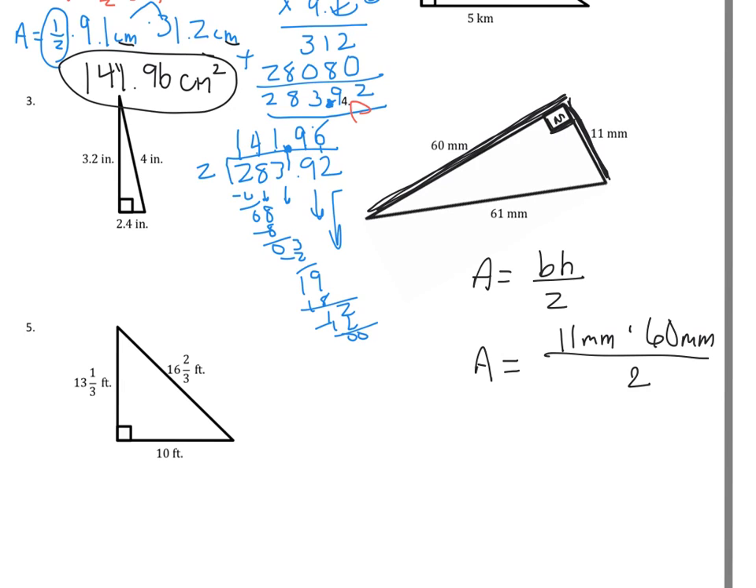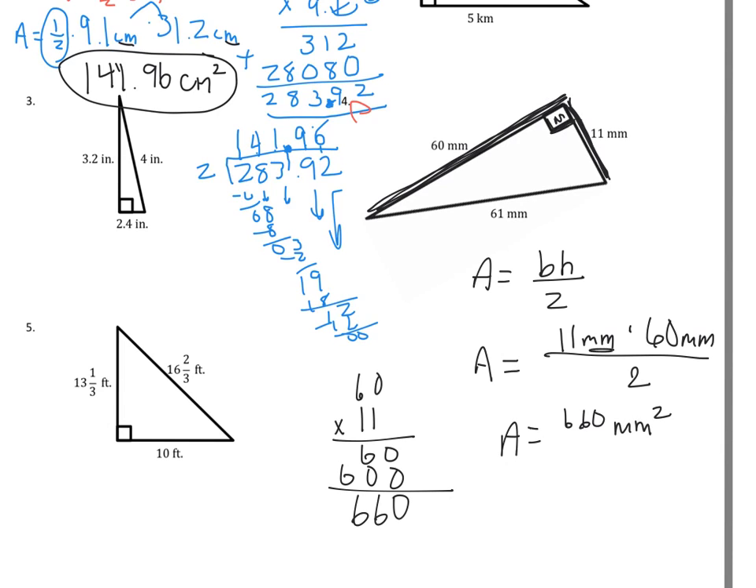So now I got to multiply 11 and 60. And I'll get 660. And it's not just 660, it's 660 millimeters squared because I did millimeters times millimeters. And it's divided by 2. And that one I can do right in my head, because half of 660 is 330, and it's still millimeters squared.